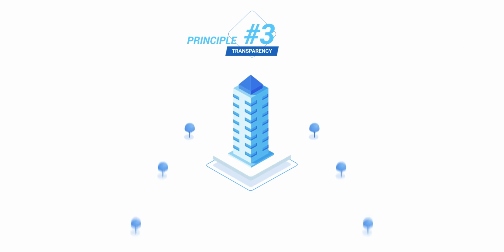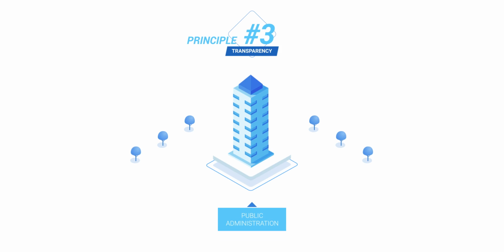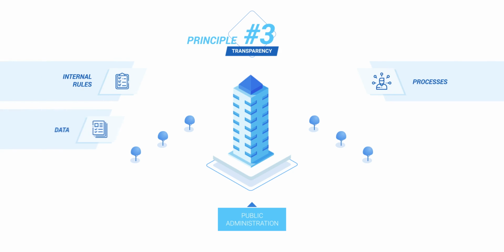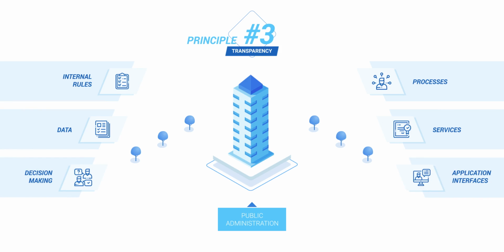Principle 3. Transparency. Transparency in the context of EIF is about public administrations allowing other public administrations, citizens, and businesses to understand internal rules, processes, data, services, and decision-making, while also ensuring availability of interfaces with internal information systems that facilitate the reuse of data and its integration into larger systems. The transparency principle also includes crucial elements related to the right to the protection of personal data. Example: ensuring visibility of interfaces used with internal information systems.